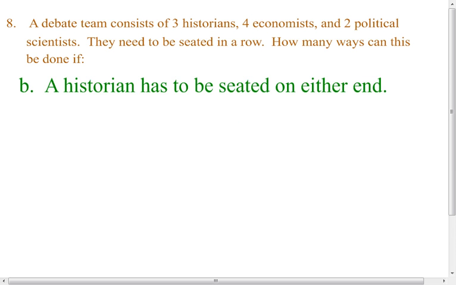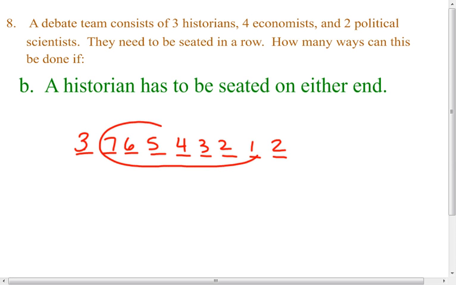In the next one, I have to have a historian seated on either end, and the rest doesn't matter. So this has to be a historian, and I have 3 choices for that. This has to be a historian, so now I have 2 choices. And now I have 7 spots that I haven't filled. You can see that this much is 7 factorial, and then times 3 times 2. Or you could do 3 factorial, because 3 times 2 times 1 is the same thing. Either way, you're going to get 30,240.